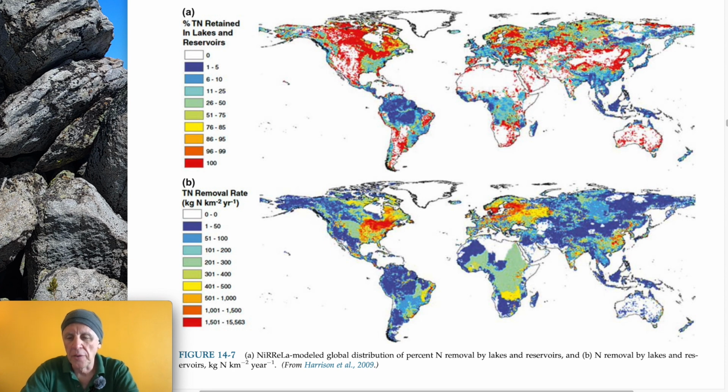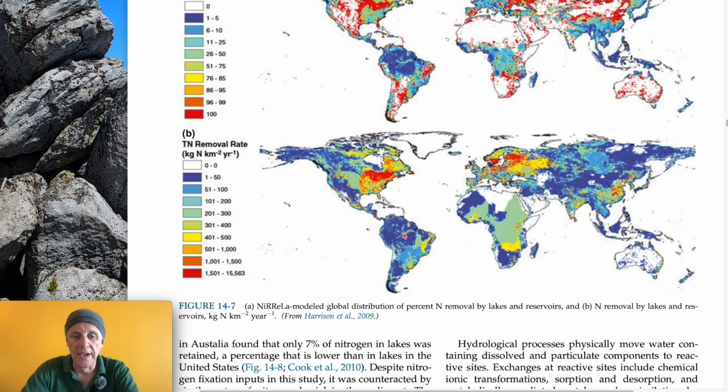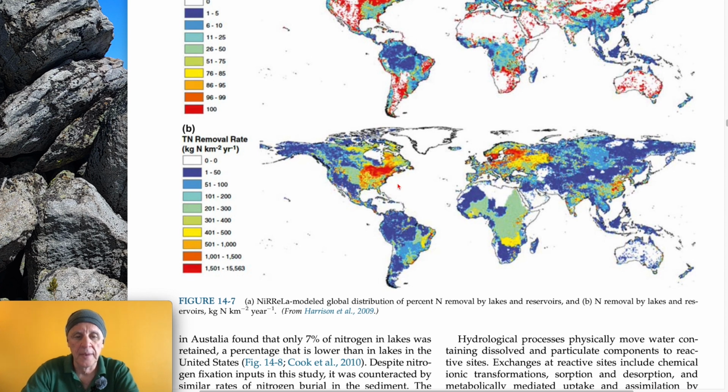And what other patterns can we derive from this? The equatorial region looks like there's not much that is retained. So most of the nitrogen is actually quickly cycled into the plants and/or removed through denitrification. Speaking of that, let's look at the total nitrogen removal rate.